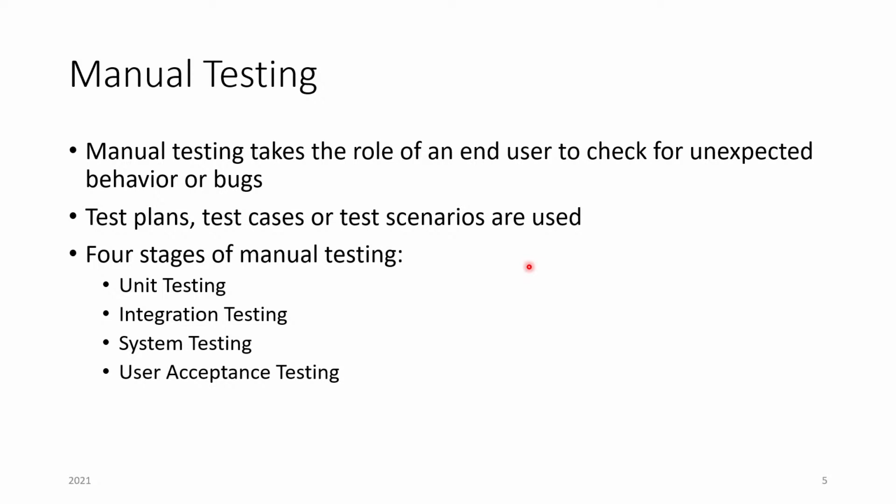There are 4 stages for manual testing, which we refer to as unit testing, integration, system, and user acceptance testing. Unit testing is the most basic of functions that you may have. Integration testing is where your functions interact with one another. System testing is where you test the program as a whole altogether.